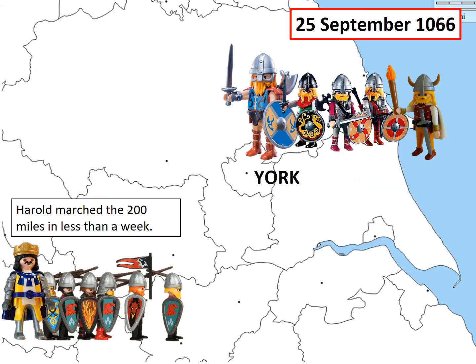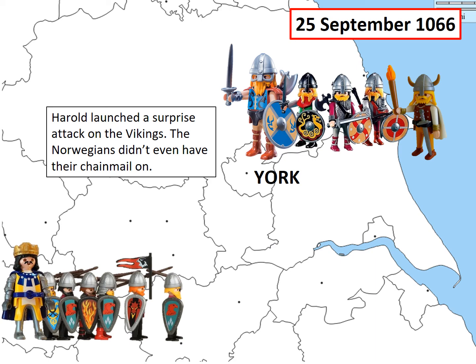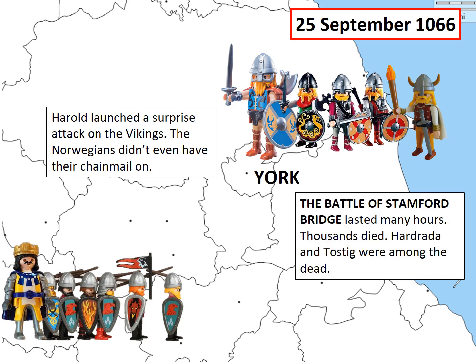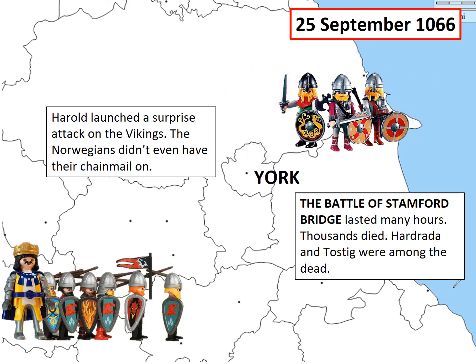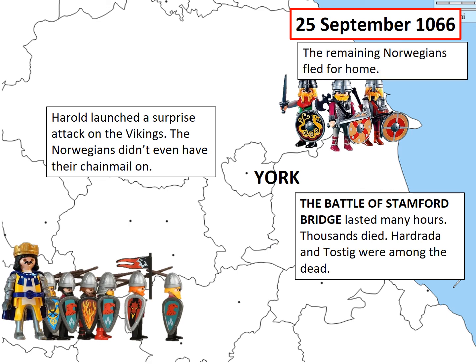And as they do it so quickly, the Vikings are caught unawares. And Harold launches a surprise attack on the Vikings. The Norwegians didn't even have their chainmail on and they weren't ready. The Anglo-Saxon forces, led by Godwinson, were. And at the Battle of Stamford Bridge, thousands die, included amongst them Hardrada and Tostig. Godwinson has just defeated Hardrada. He has won the Battle of Stamford Bridge. The remaining Norwegians flee home.